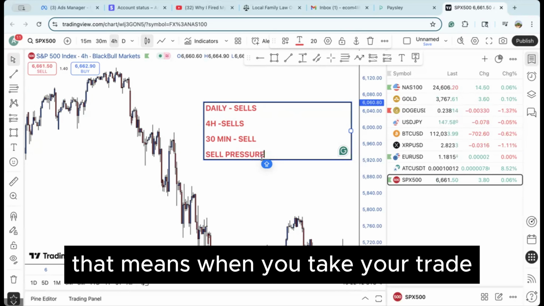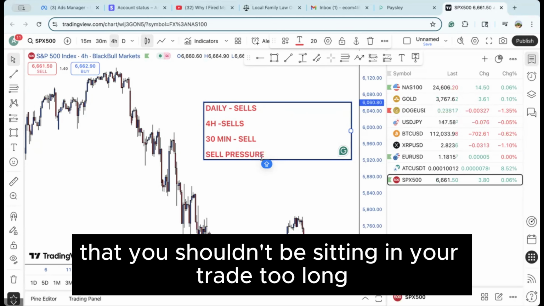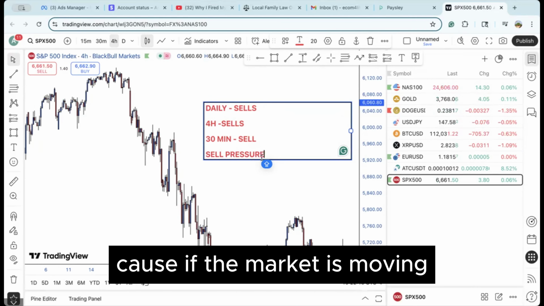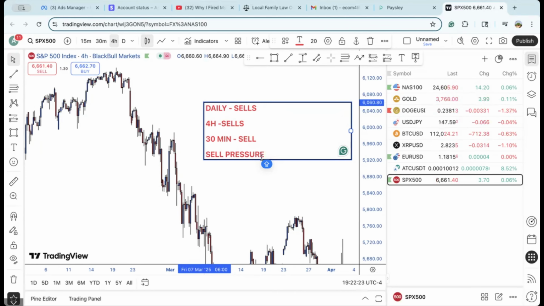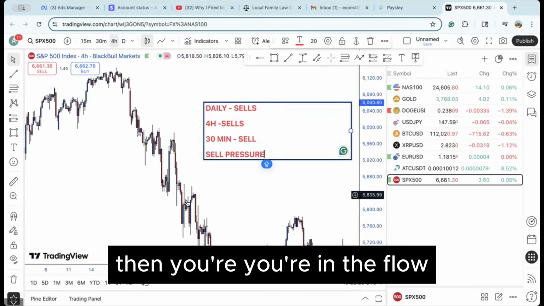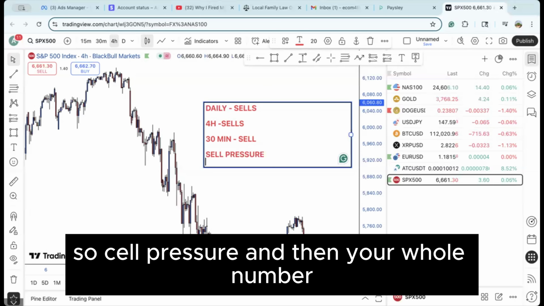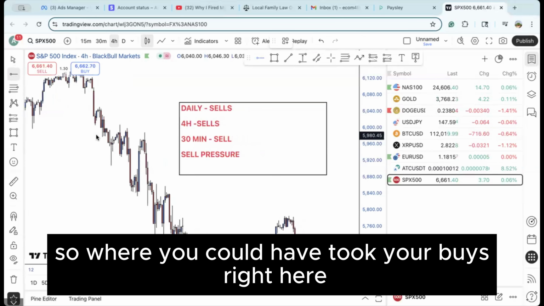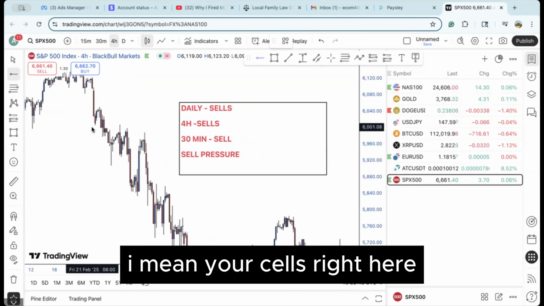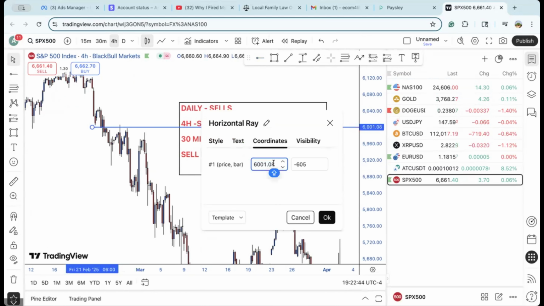That means when you take your trade, you know that you shouldn't be sitting in your trade too long, because if the market is moving and you have sell pressure or buy pressure, then you're in the flow. You're in the flow. So sell pressure and then your whole number. So where you could have took your buys right here, I mean your sells right here, whole number.